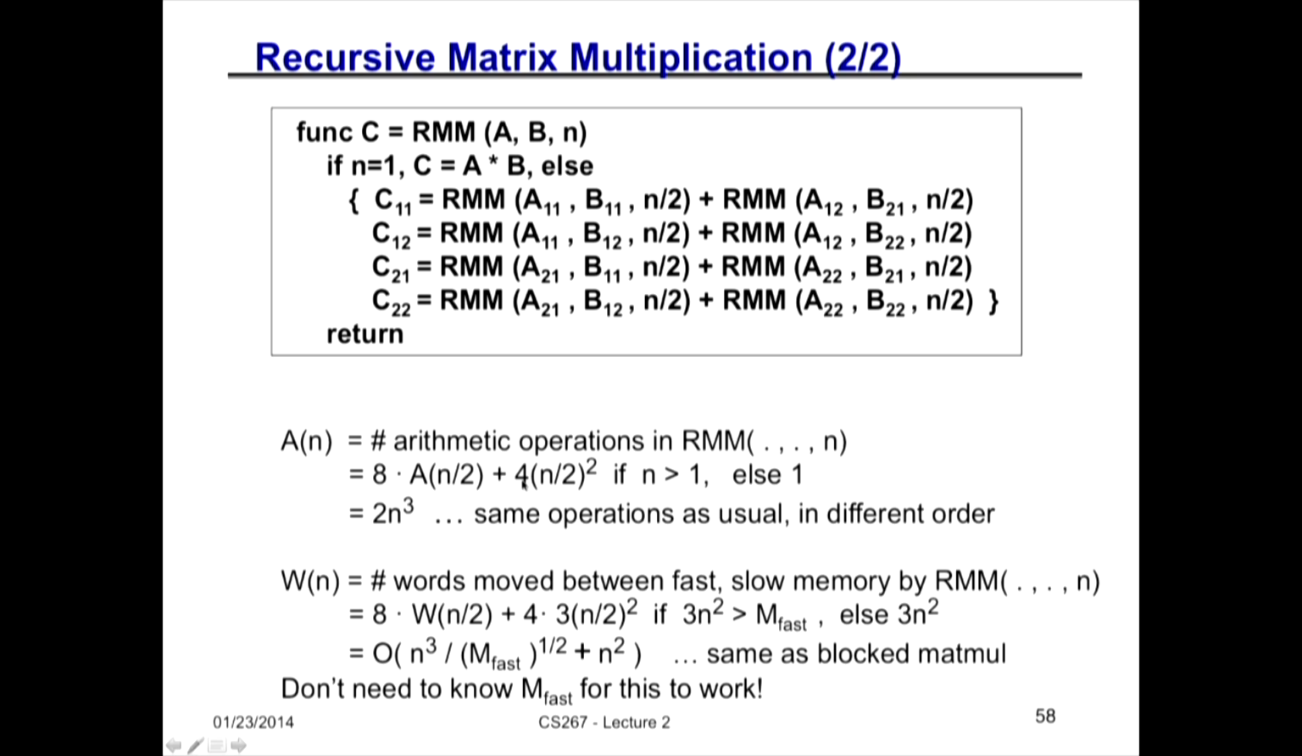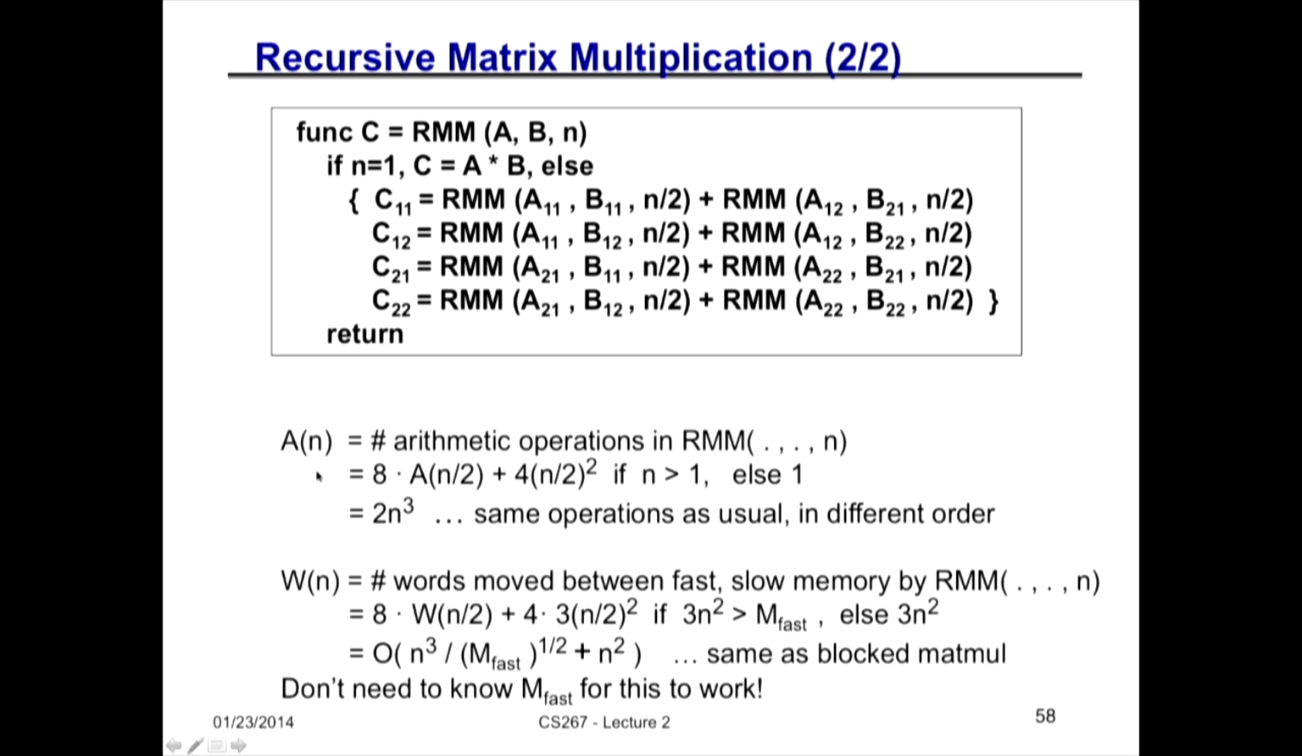And then I'm doing 4 additions of n over 2 by n over 2 matrices, so that's that term. Those are all the additions. And you can solve that, you write it out. It's a simple geometric sum, and it turns into 2n cubed. You're doing exactly the same operations that you'd normally do, just in a different order.